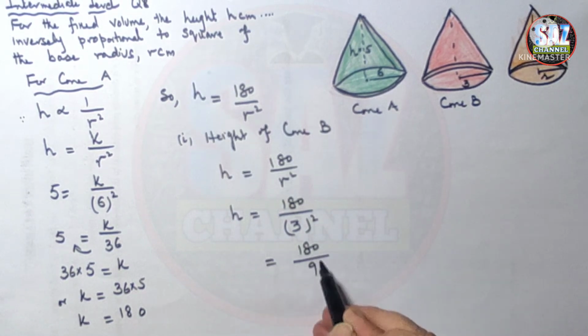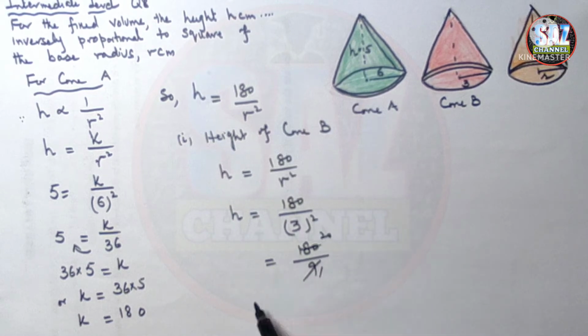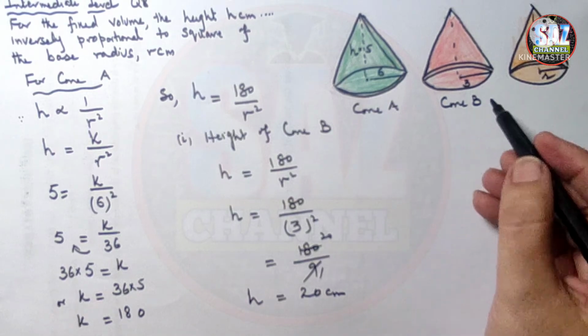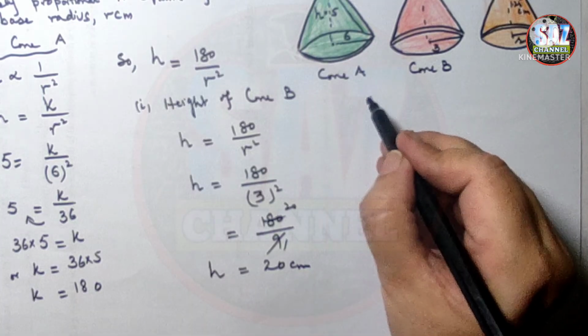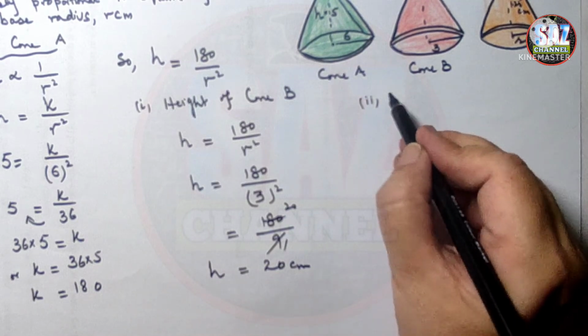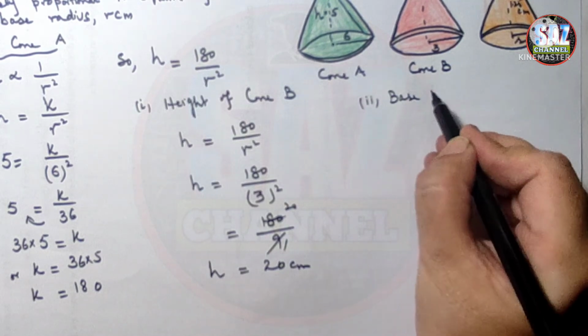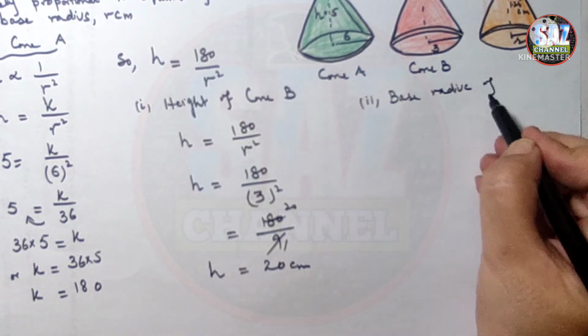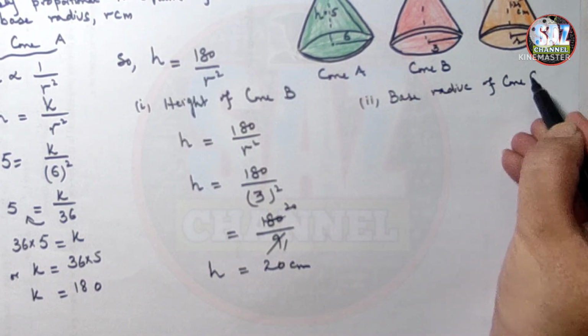180 upon 9, 9 ones are 9 and 9 twos are 18. So the height of cone B will be equal to 20 centimeters. Moving to the third requirement, which is the second unknown of the question, the base radius of cone C.